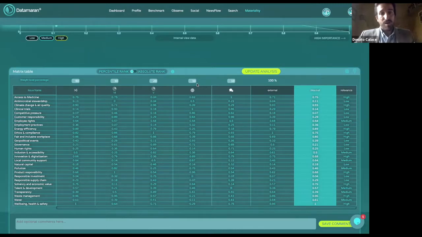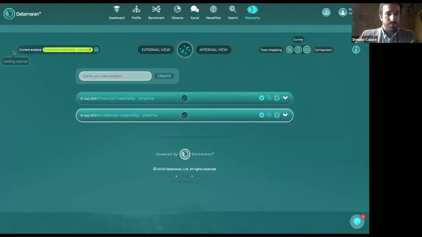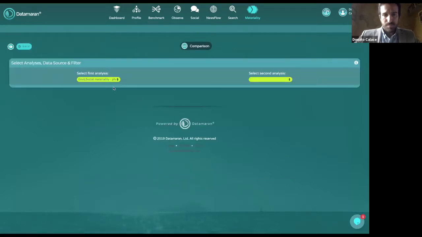So what we can do now is really look at the differences in the results and try to understand how comparing the two perspectives of materiality can be insightful from the perspective of a company. So to do that, let's go back to our main page and let's launch our comparison functionality. In this case, I'm going to compare the results of our financial materiality versus our environmental and social materiality.